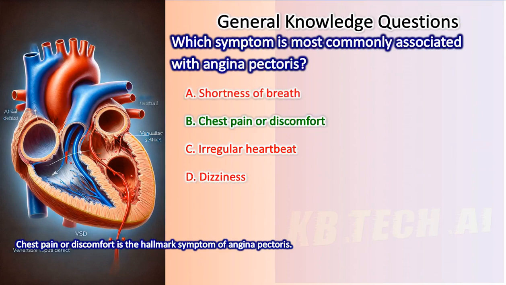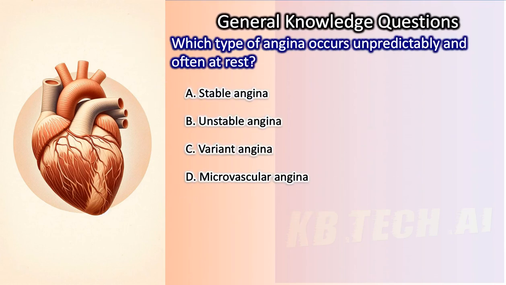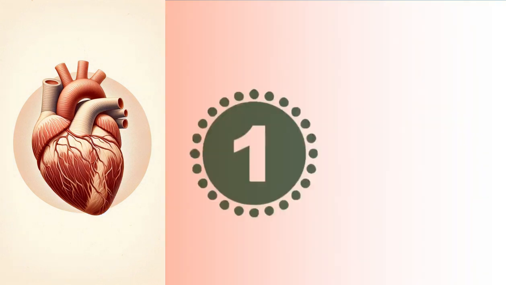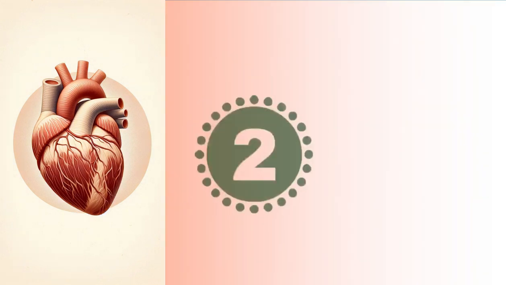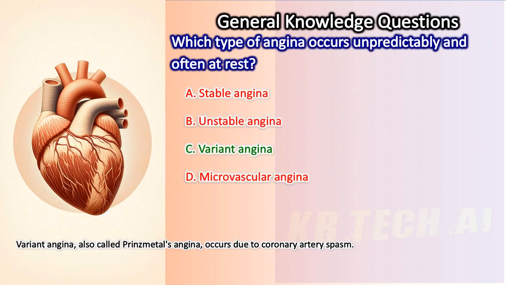Chest pain or discomfort. Which type of angina occurs unpredictably and often at rest? Option 1. Stable angina. Option 2. Unstable angina. Option 3. Variant angina. Option 4. Microvascular angina. The answer is option 3.